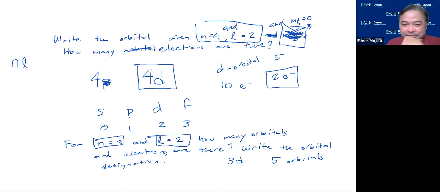Okay, let's try another one. If this is 5 orbitals, that means you have 10 electrons, because the number of electrons is always times 2 of the number of orbitals. One orbital has 2 electrons.